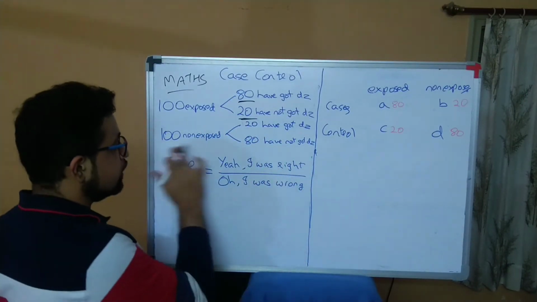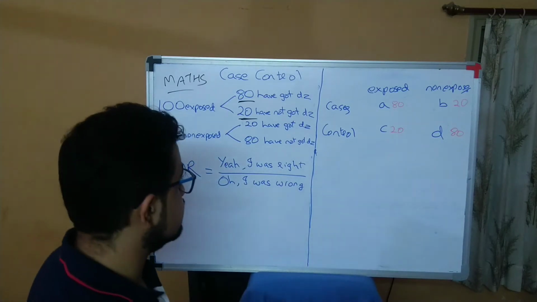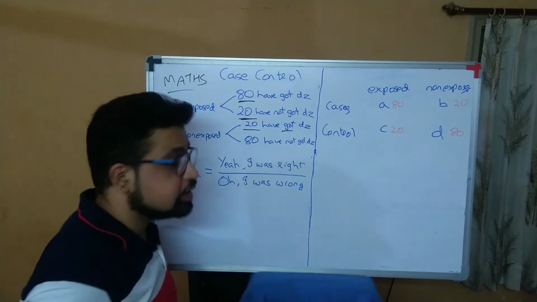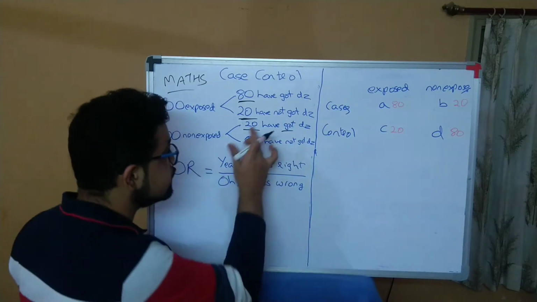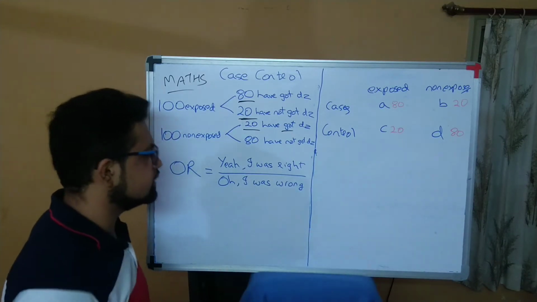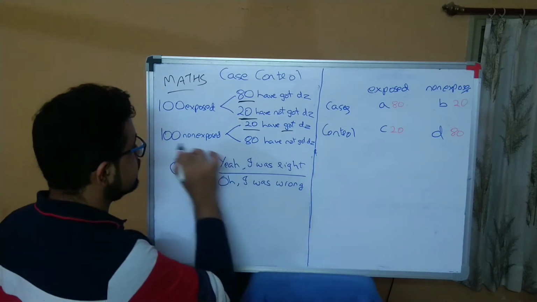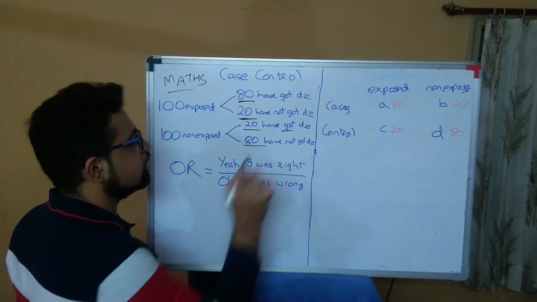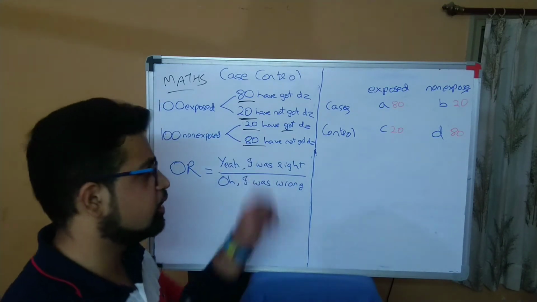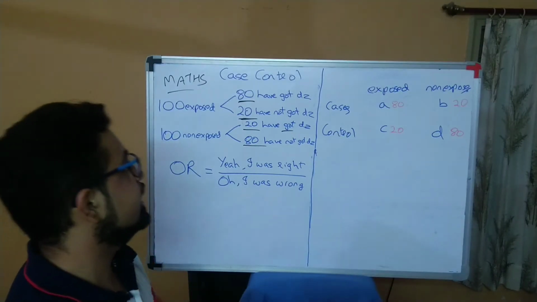Now among 100 non-exposed, 100 were non-smokers, right? Out of those, 20 have got the disease. You might be confused: they were non-smokers, still they have got the disease. I was wrong here. Just mark these words. Right? And out of those 100 non-smokers, 80 have not got the disease. You can proudly say that yes, see, they were non-smokers, that's why they haven't got the disease.